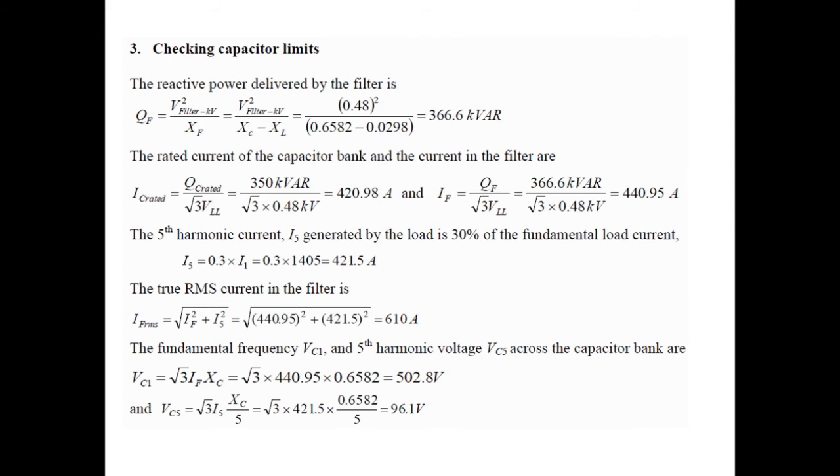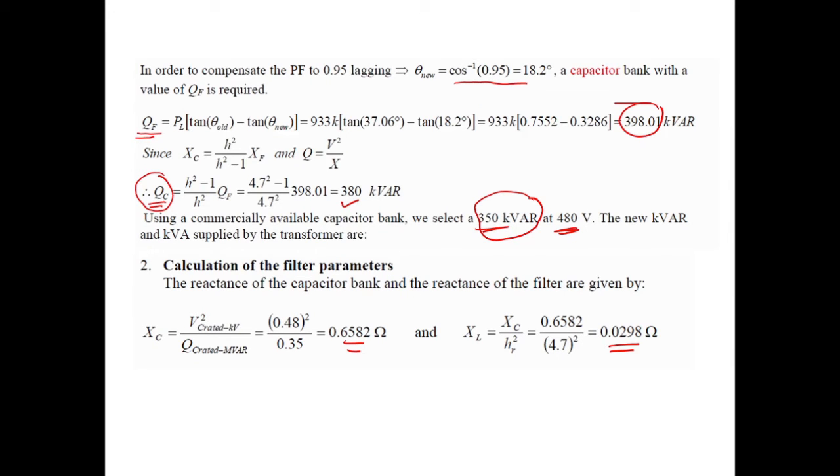So this one will be the amount of the reactive power that will be delivered by the filter. Of course, now we should not forget that we choose this filter according to the calculation. Okay, we choose that filter 398. Okay, but then we calculated the value of QC.